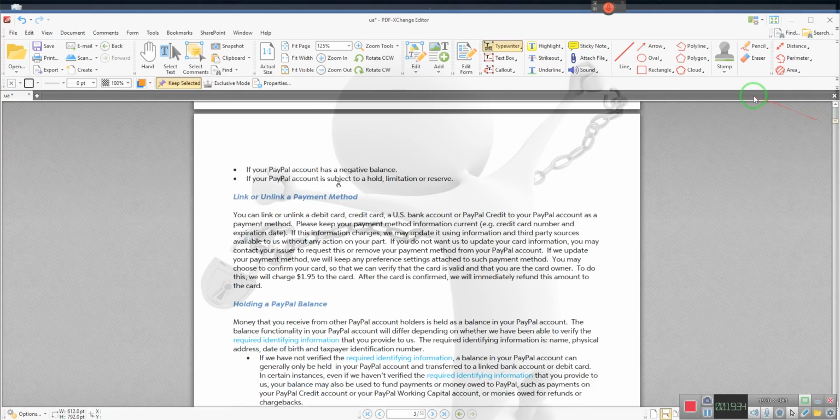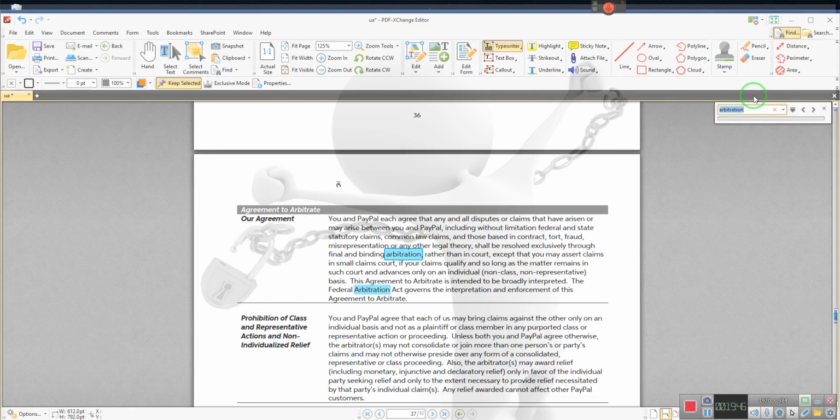I'm looking for, let's do that, Control F, arbitration. Okay, pay attention. It says disputes shall be resolved exclusively through final and binding arbitration rather than in court. Okay, ladies and gentlemen, and it talks about the Federal Arbitration Act governing the interpretation and enforcement of this agreement to arbitrate. Pay attention. They put this in their agreement, and it gives you a time to respond.